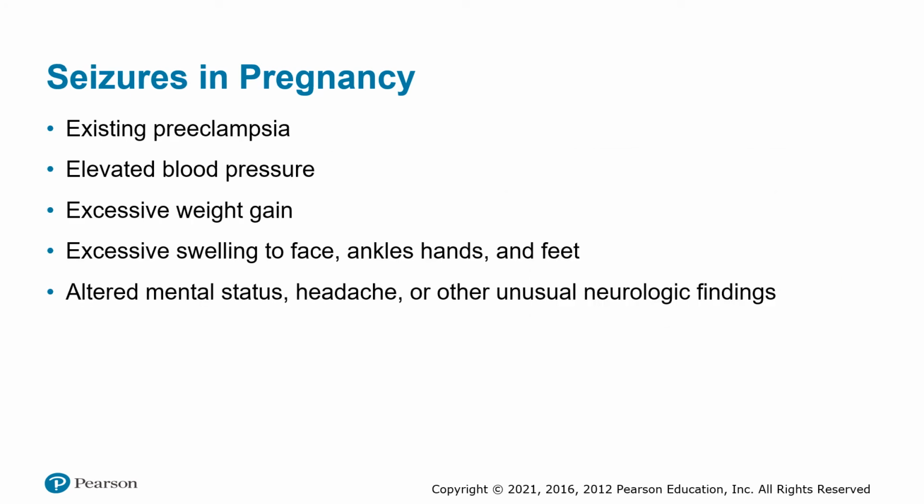Seizures. Seizures are usually associated with existing preeclampsia, where they have an elevated blood pressure and excessive weight gain. They'll have abnormal swelling to the face, ankles, hands, and feet. They may also have altered mental status, headache, or unusual neurologic findings. If your patient is preeclamptic, they're going to know it if they are regularly seeing a doctor. The difference between preeclampsia and eclampsia is seizures.